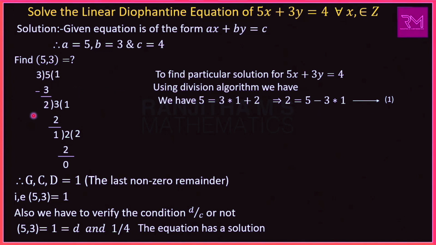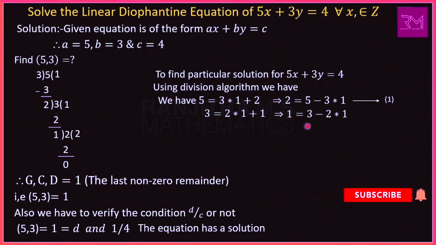Next we have to apply the division algorithm method for this value also. We get 3 is equal to 2 into 1 plus 1, or we can take this as 1 is equal to 3 minus 2 into 1. Call this equation number 2. Here there is no need to apply the division algorithm method for this value, since the remainder is 0 here.